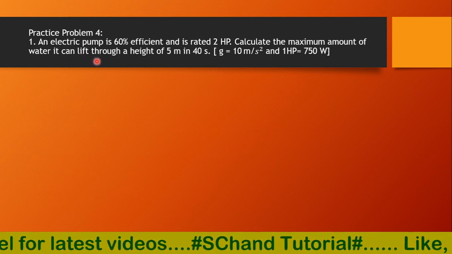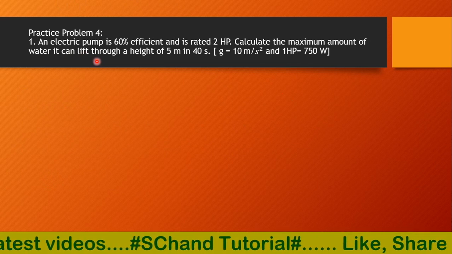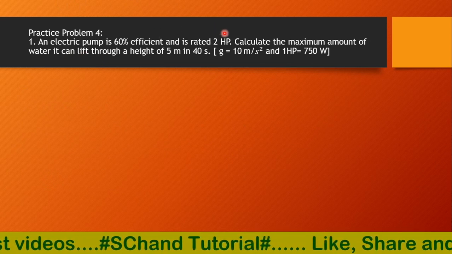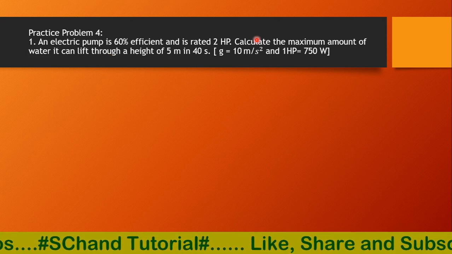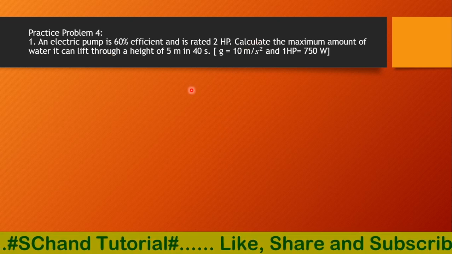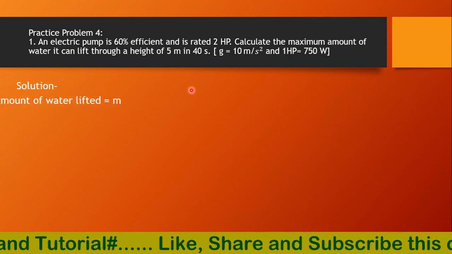Then we have practice problem 4, number 1. An electric pump is 60% efficient. 60% efficient means 60% energy is useful, and it is rated 2 horsepower. Calculate the maximum amount of water it can lift through a height of 5 meter in 40 seconds. g and horsepower are given.